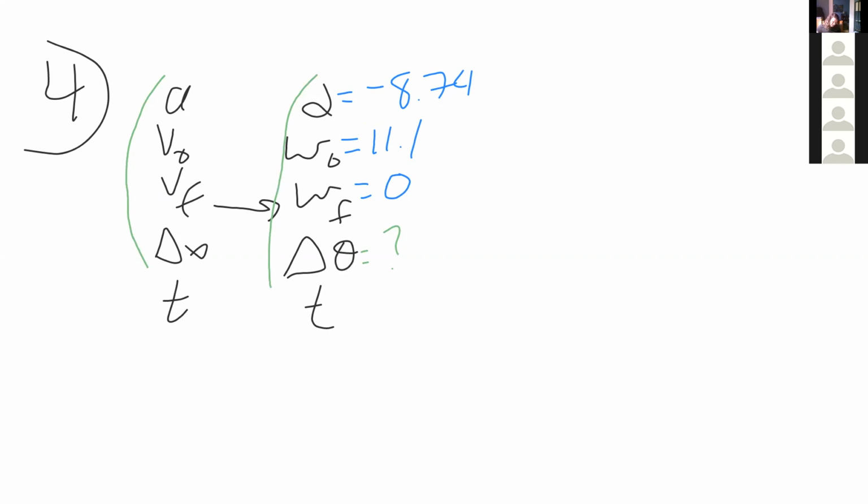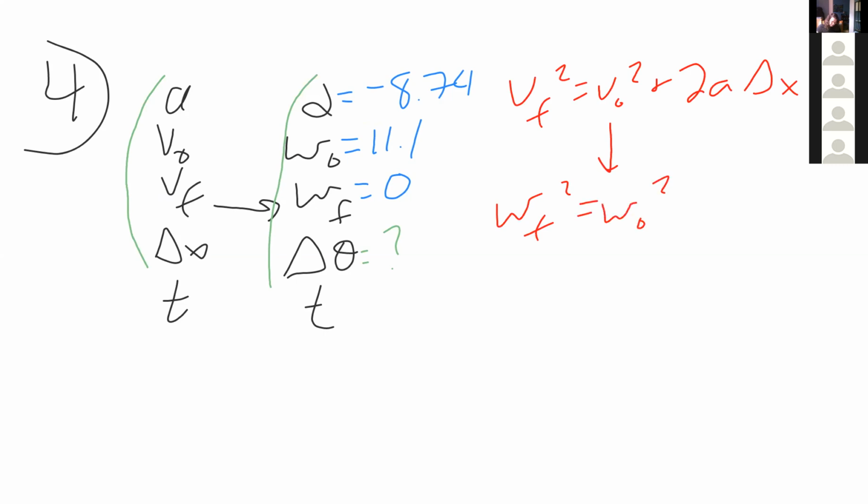I know that that equation was v final squared equals v initial squared plus 2a delta x. And then I can say, all right, let me just translate this to the angular quantities. So this will be omega final squared is equal to omega initial squared plus 2 alpha delta theta. There we go. All right, nice. And then this equation is going to work the same way as it did when we were doing linear motion.